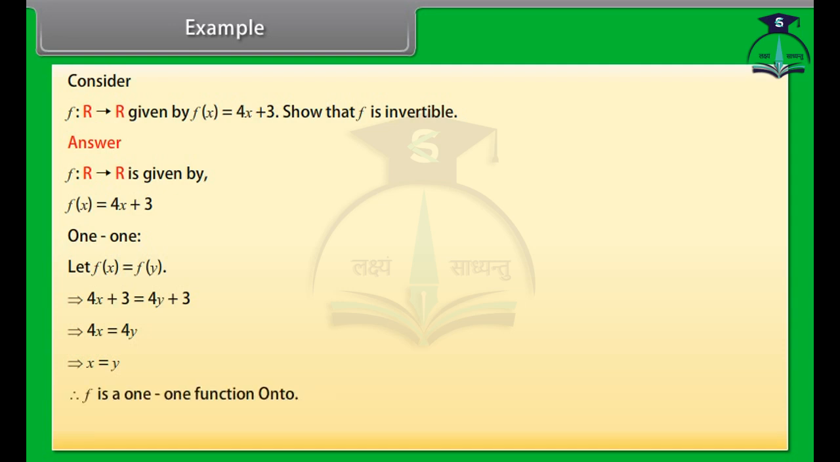Therefore, f is a 1-1 function. Onto. For y belongs to R, let y = 4x + 3. It implies that x = (y - 3)/4, which belongs to R.